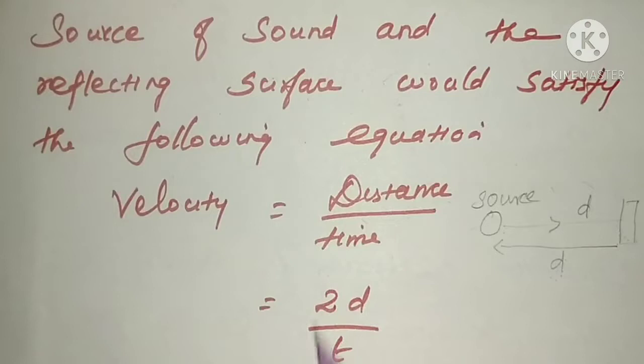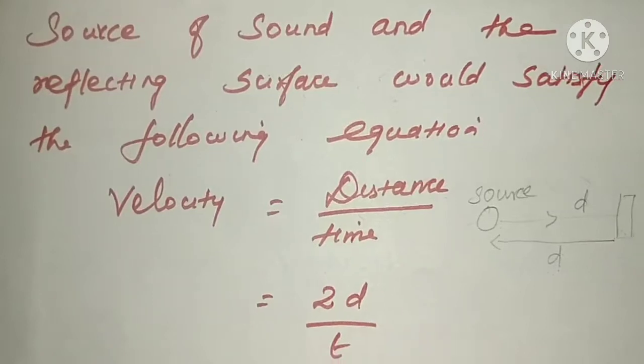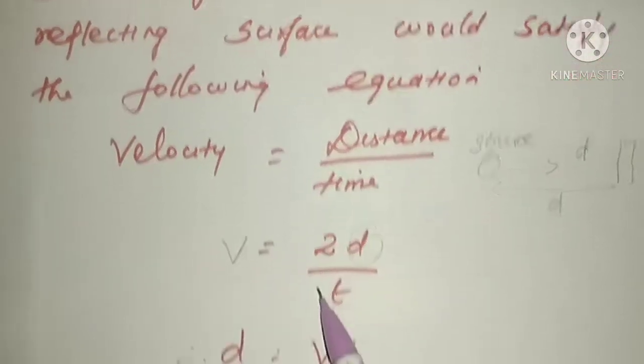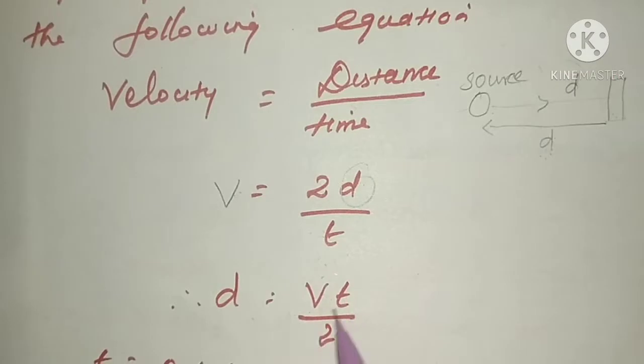Okay, so 2D divided by T, where T is the time. From this we can calculate how much distance is required for the echo. So how will you calculate? D is equal to, here what is there? V, isn't it? Velocity. So take this T here. So D equals Vt divided by 2.